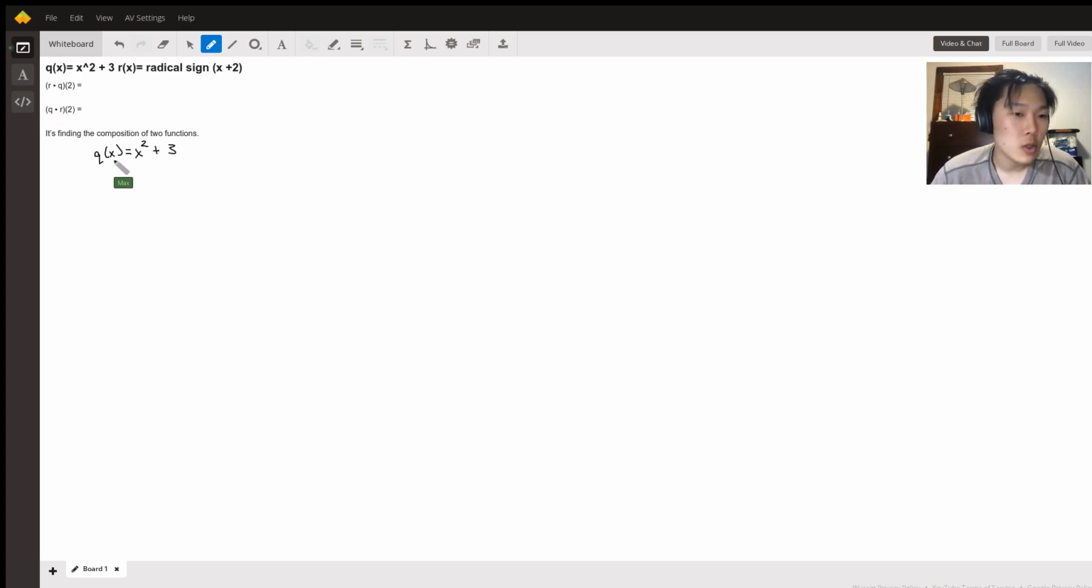So our first function is q of x returns x squared plus 3. So for example, if I plug in x as 1, this should return 1 squared plus 3, which is 4. And the other function is r of x, which I believe you're trying to say is root x plus 2, right? Which is also like if I plug in something to x, I plug it in here, etc.